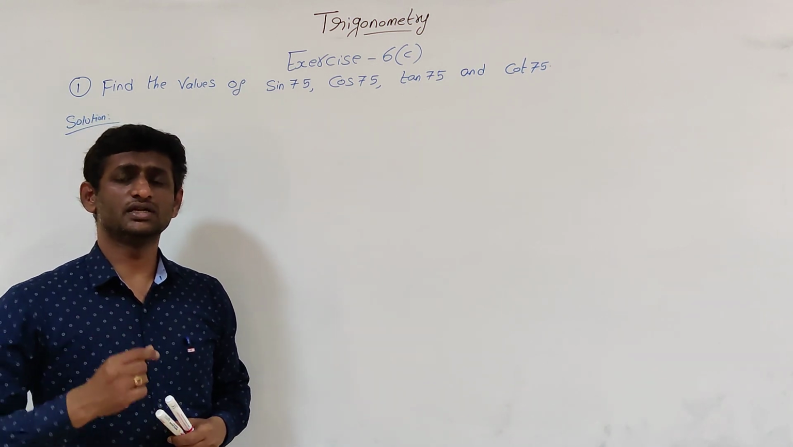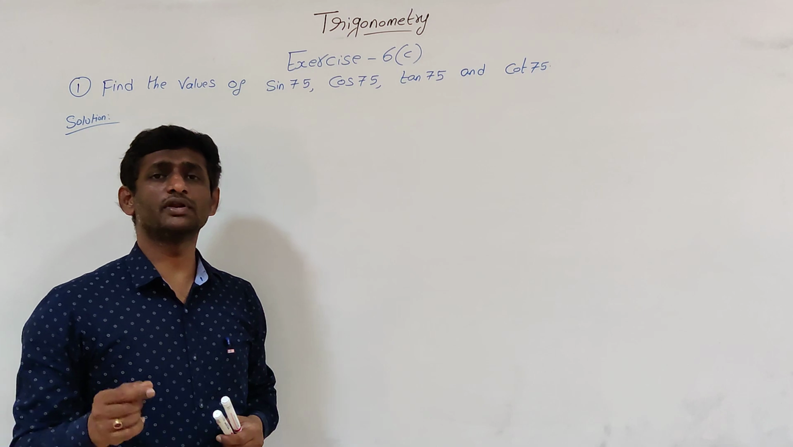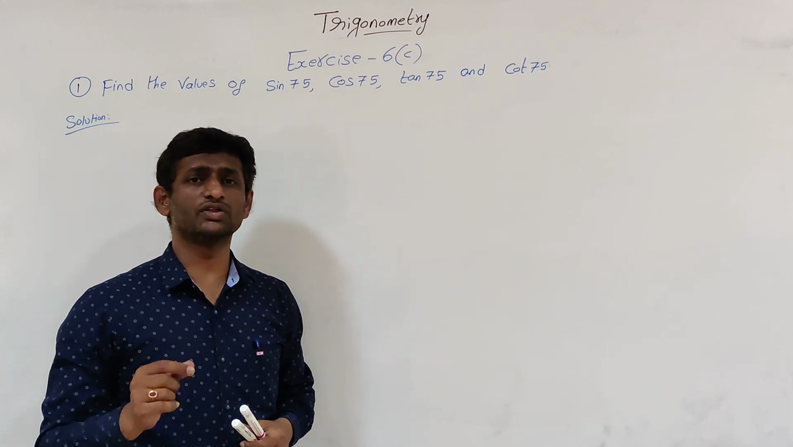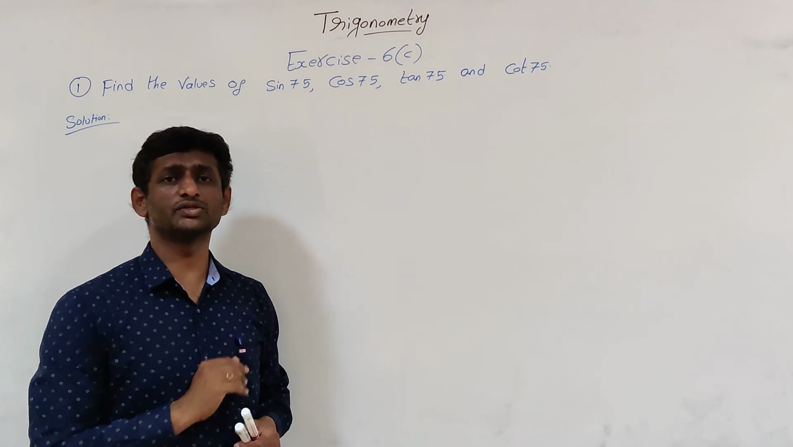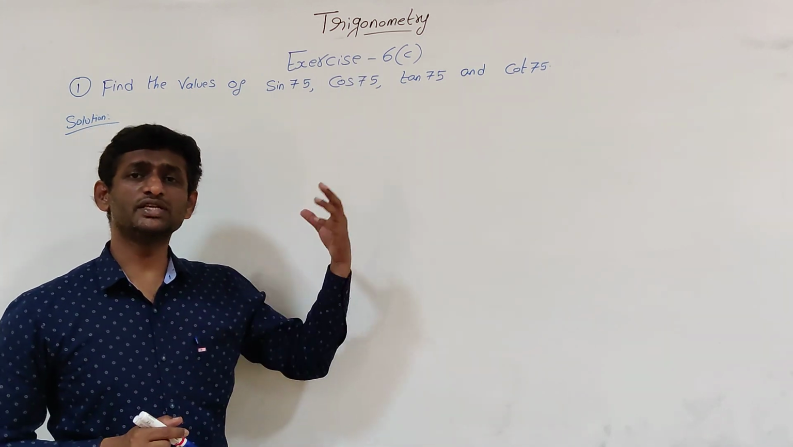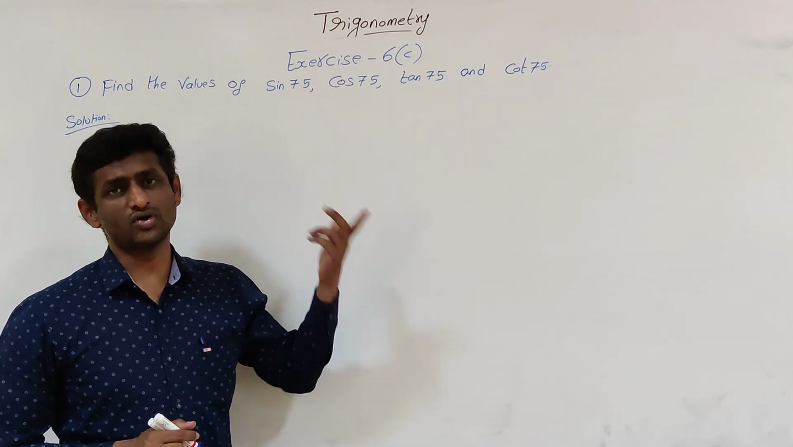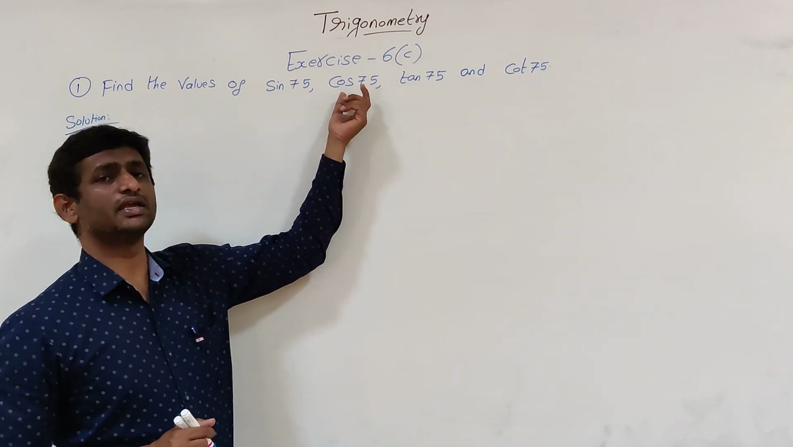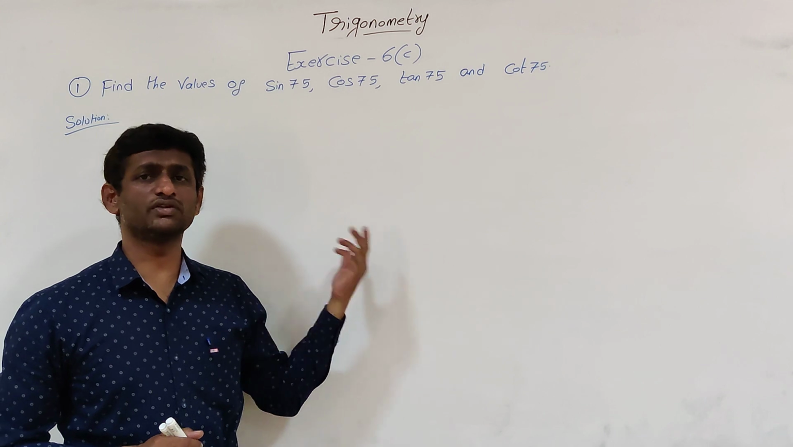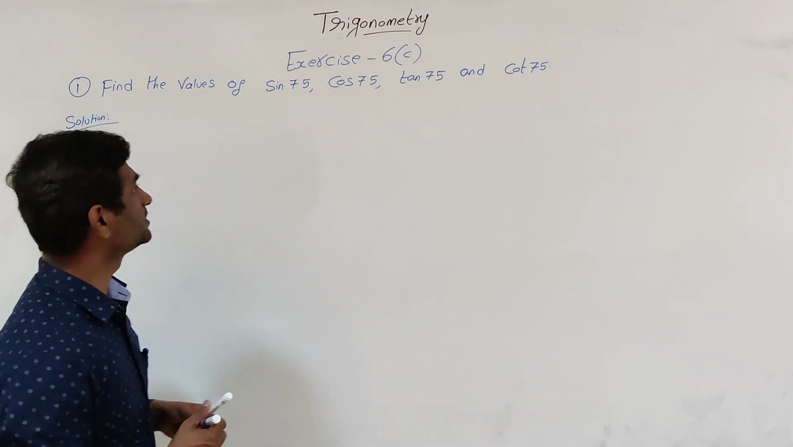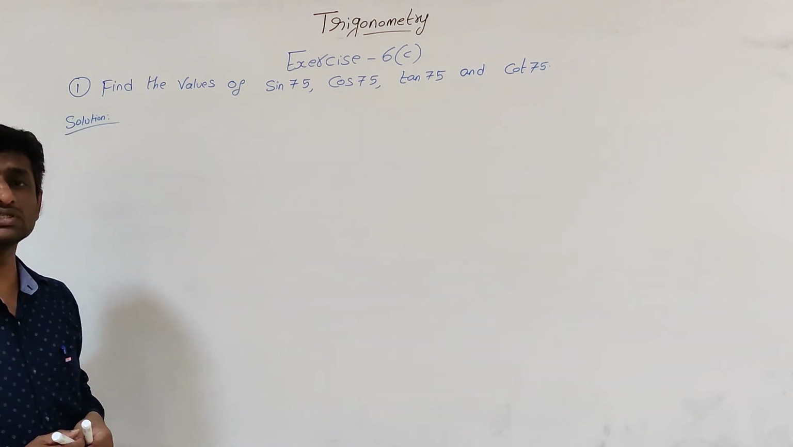It is easy to remember the trigonometric ratios for 0 degrees, 30 degrees, 45 and 90 degrees. But how do we find the trigonometric ratios for 75? It is based on compound angles. 75 can be written as 30 plus 45 or 45 plus 30. Now we will see the trigonometric ratios for 75 degrees.